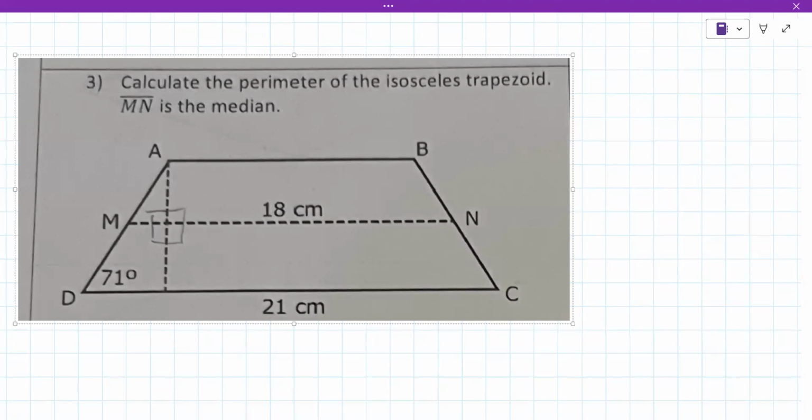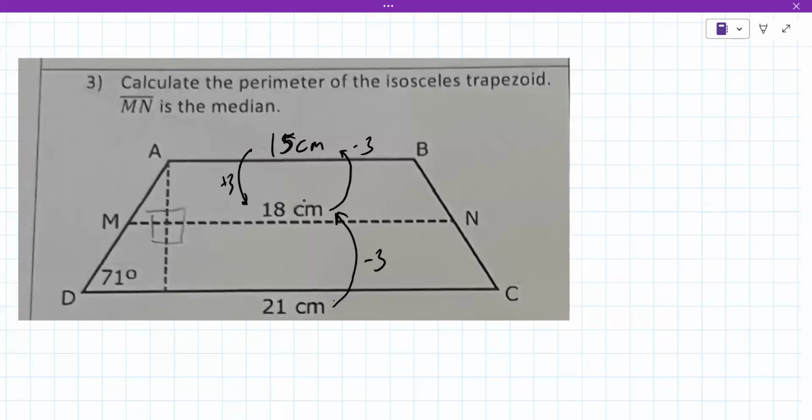All right. So what's interesting about the trapezoid is this median, kind of this midline. It's the average of the bases. Now, I know you can use the formula, but you can also think of it as a jump. If you subtract 3, you will also subtract 3 to get to 15 centimeters up here. Or similarly, if you want to add 3, you can add 3 to get here. Does that make sense? Yes. Okay.